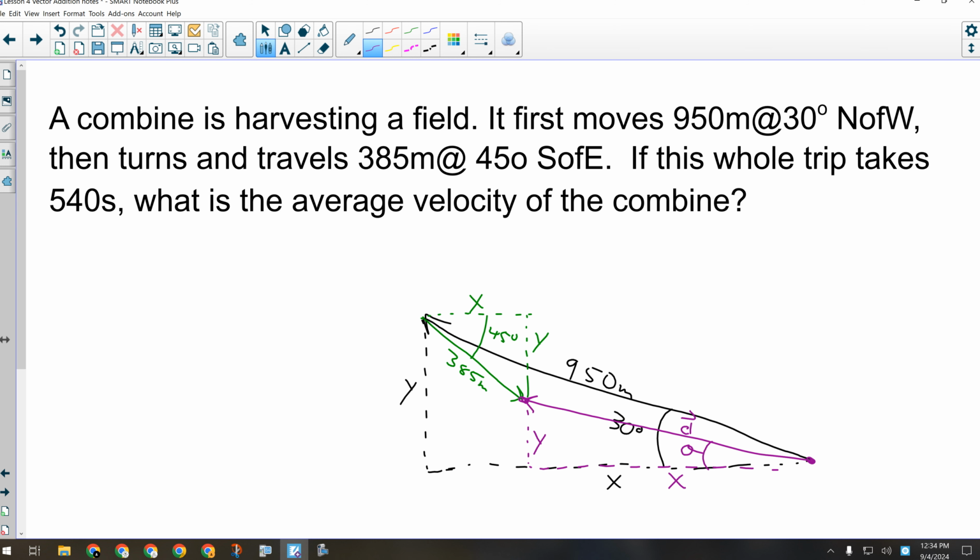All right, what's your next step after this? So I drew the diagram, I labeled all the x's and y's. I need to do something now with the x's and y's. What is it? Find all of them. Yeah, I need to calculate all the x's and y's. That's the trigonometry part. I'll give you a little bit of time to get that part done.